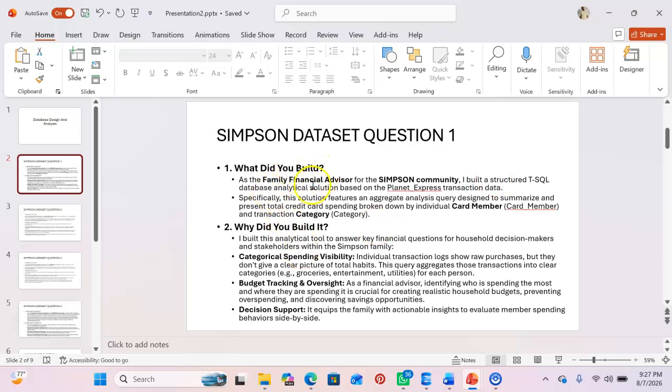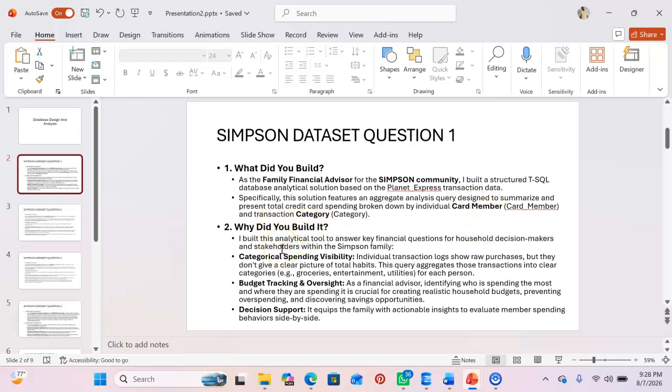So what did we build? As the family financial advisor for the Simpson community, I built a strategic SQL database analytical solution based on the Planet Express transaction data. Specifically, this solution features an aggregate analysis query designed to summarize and present total credit card spending broken down by individual card members and the transaction categories.